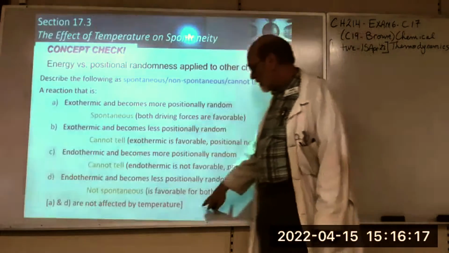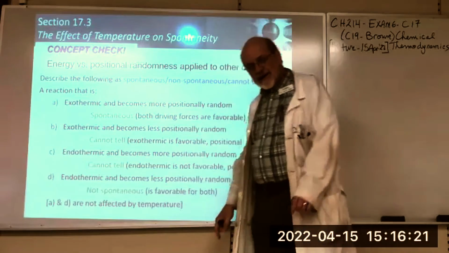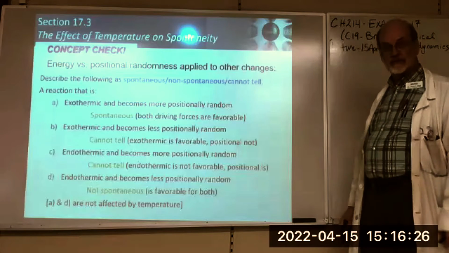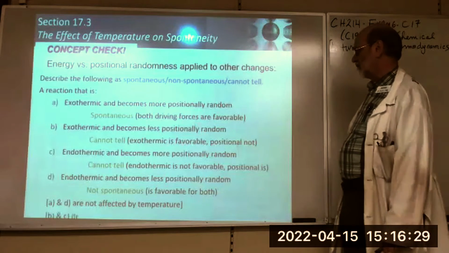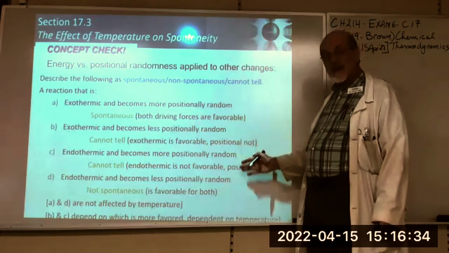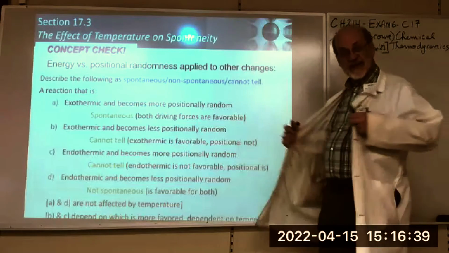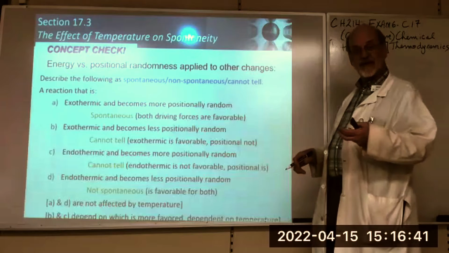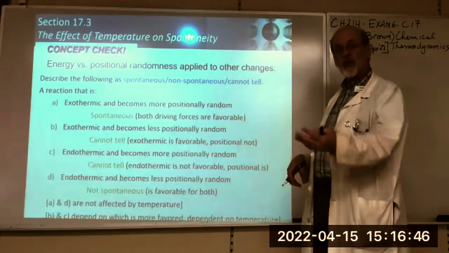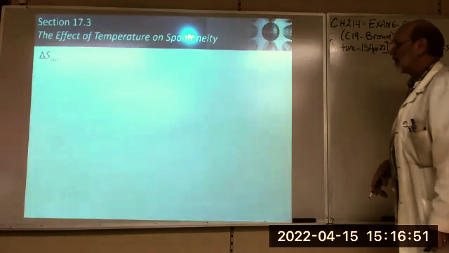And this statement is true. One thing that's true about both of them is A and D are not affected by temperature because they're both favorable. Whereas B and C are influenced by temperature. High temperature means that energy randomness is less effective. Low temperature means energy randomness is more influential than positional randomness. Okay.